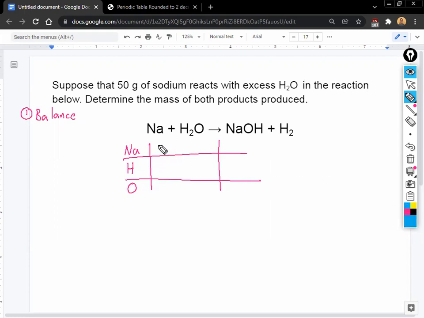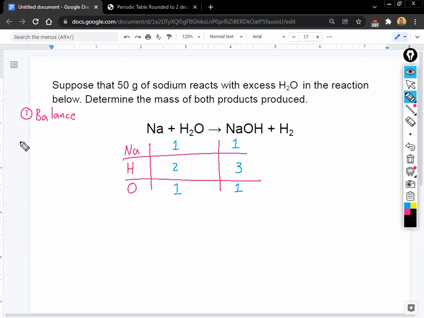Alrighty, now we want to count them up. So if you take a look at this equation, we have one Na, we have two H's, and we have one O on the left side. And on the right side, we have one Na, we have one O, we have one H here and two here, so we have a total of 3. Okay. So I'll stop right there. Any questions on how we counted up the elements? Are you guys chilling with that?